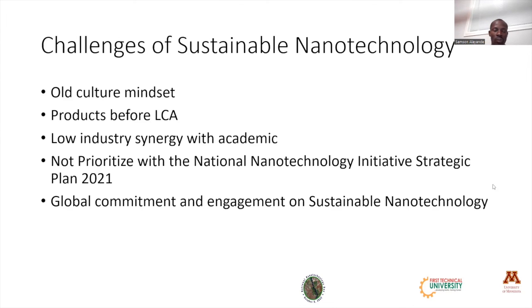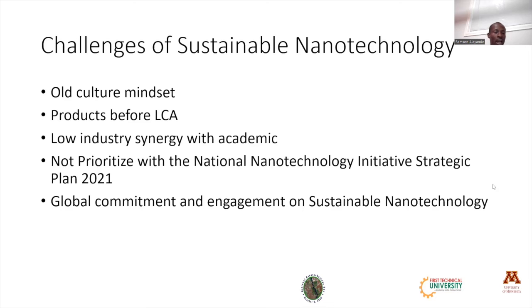The first challenge that we'll look at is the old culture mindset, in which some of the researchers and inventors, at the concept design stage, place no priority on sustainability. When the priority is just product driven, without looking at whether my process has any negative impact on humans and the entire ecosystem, then we have a lot of products that will not be able to pass from the lab to the scale-up stage.